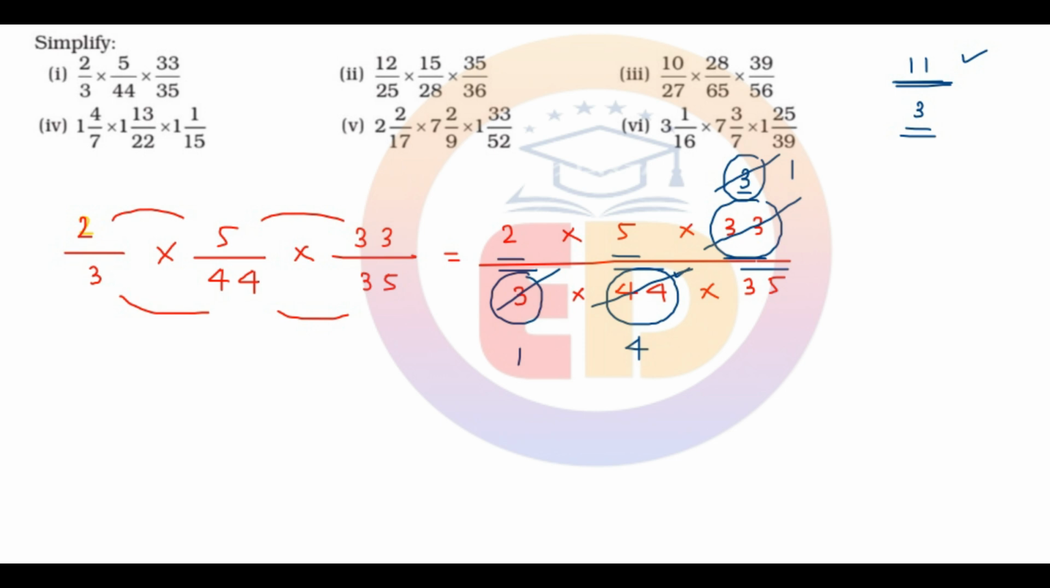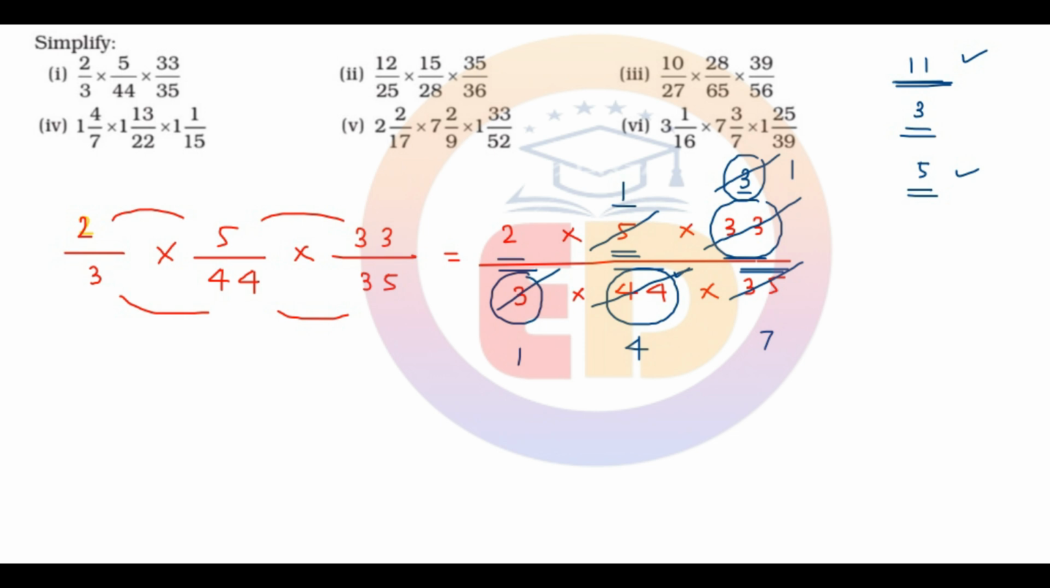Now let us find out, is there any other number from the numerator and denominator which can be cancelled? Yes, 5 and 35, they both are divisible by 5. We will divide both of these by 5. 5 1s are 5, 5 7s are 35. So now in the numerator I get 1 and in the denominator I get 7 when I divide 5 and 35 by 5.